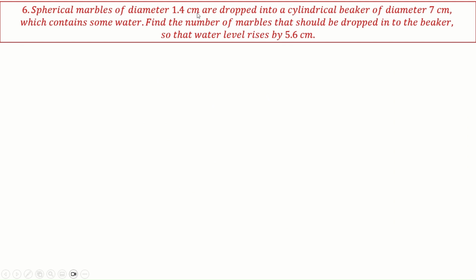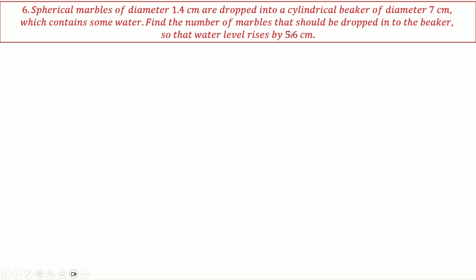Spherical marbles of diameter 1.4 centimeters are dropped into a cylindrical beaker of diameter 7 centimeters, which contains some water. Find the number of marbles that should be dropped into the beaker so that the water level rises by 5.6 centimeters. Here, they did not give the height of the cylindrical beaker. That means we are assuming that water is not spilled out, the water level just increases.